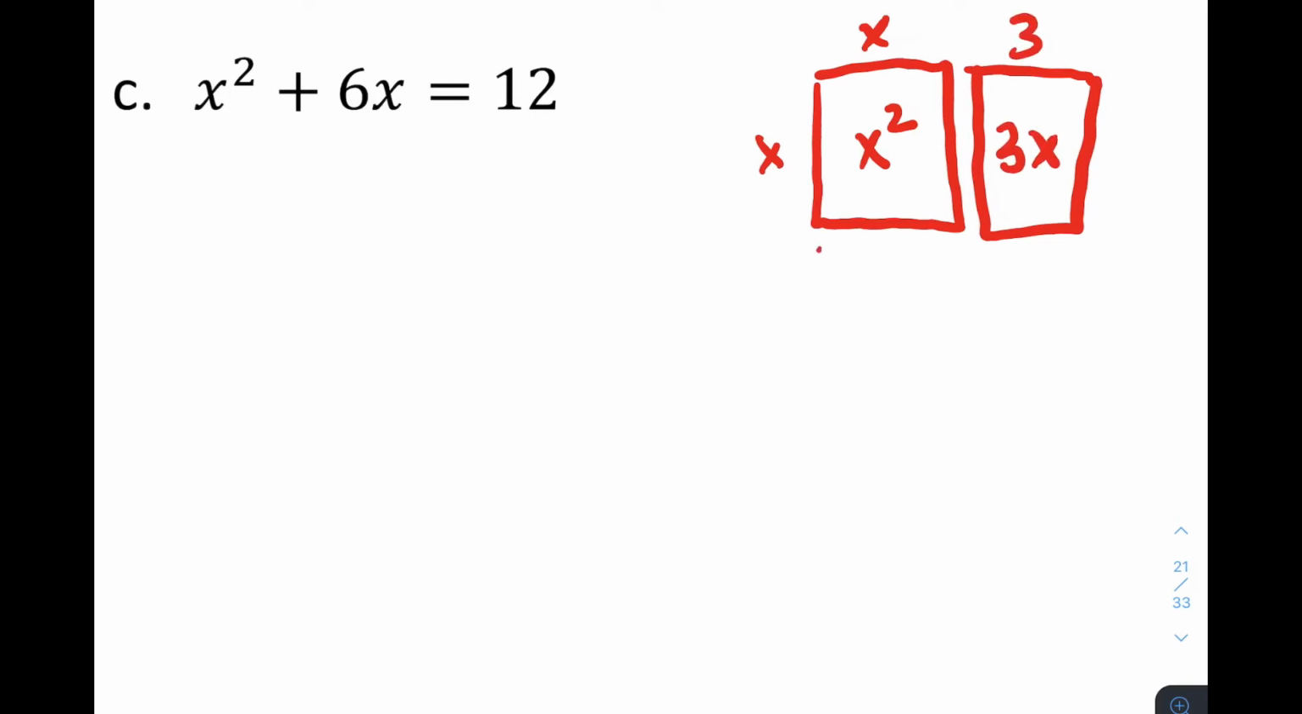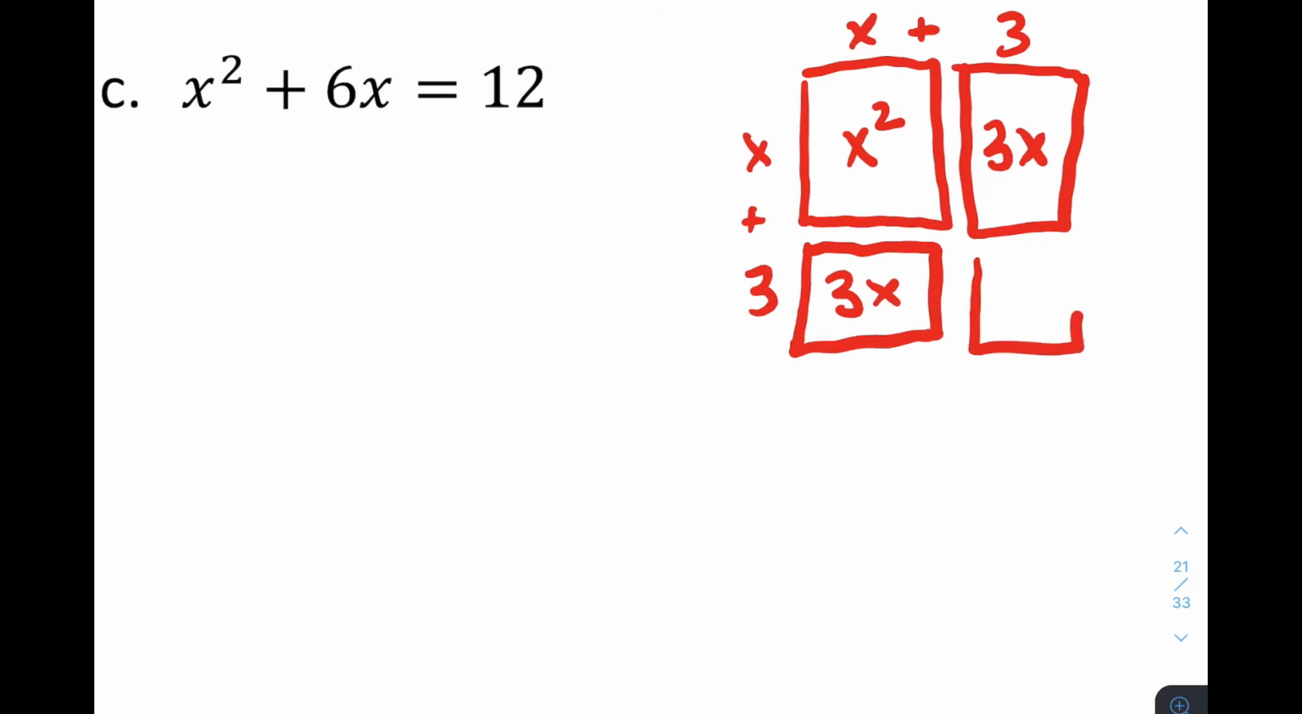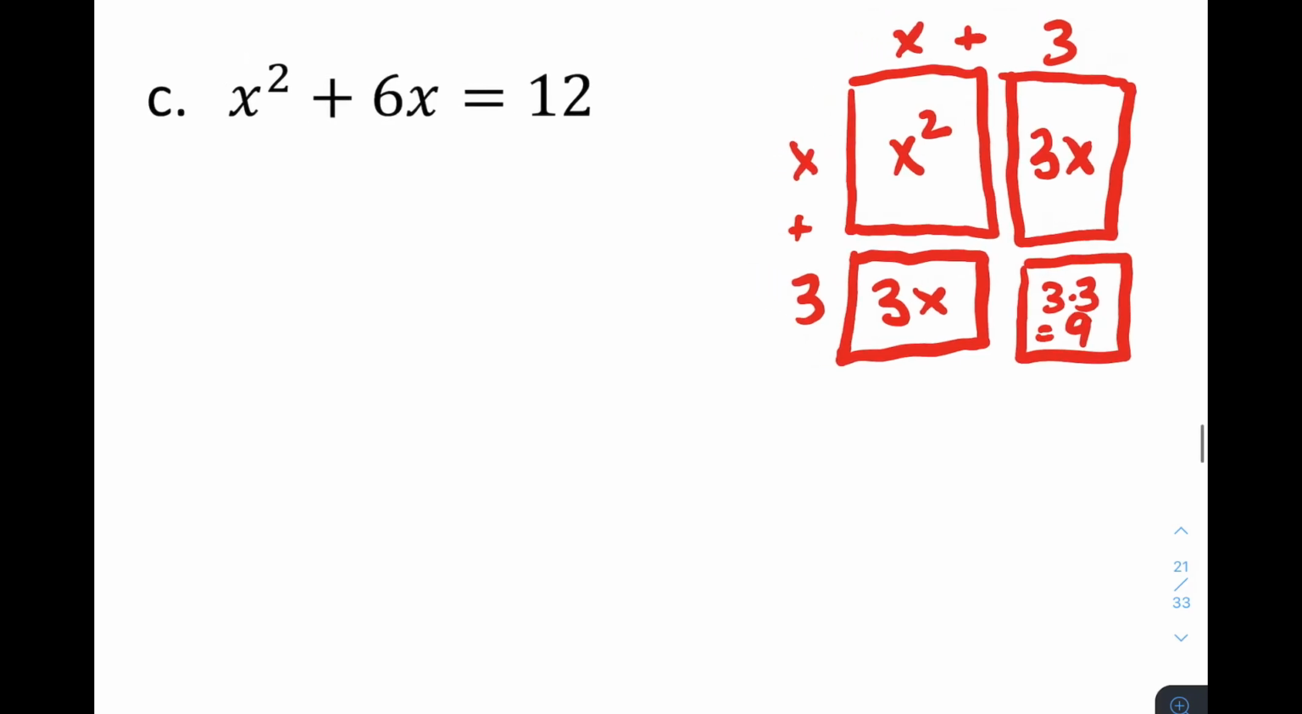That'll give us an area with a rectangle of 3x area on both sides. So side lengths of our incomplete square, once it's completed, will be x plus 3. And then that little corner has dimensions 3 by 3, so we need 9 units to complete our square. So I can add 9 units to both sides of my equation. Don't forget to do it to the right-hand side as well.